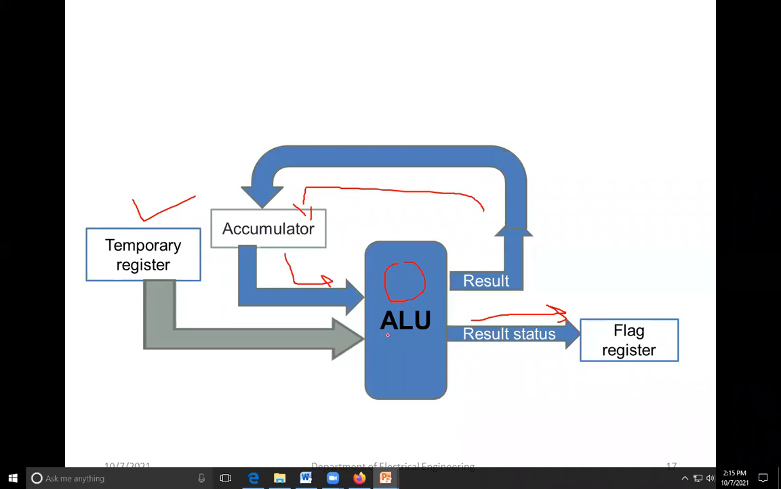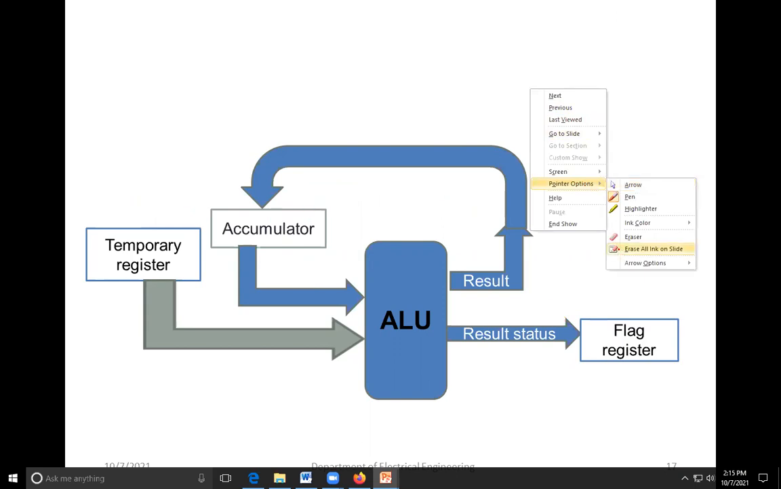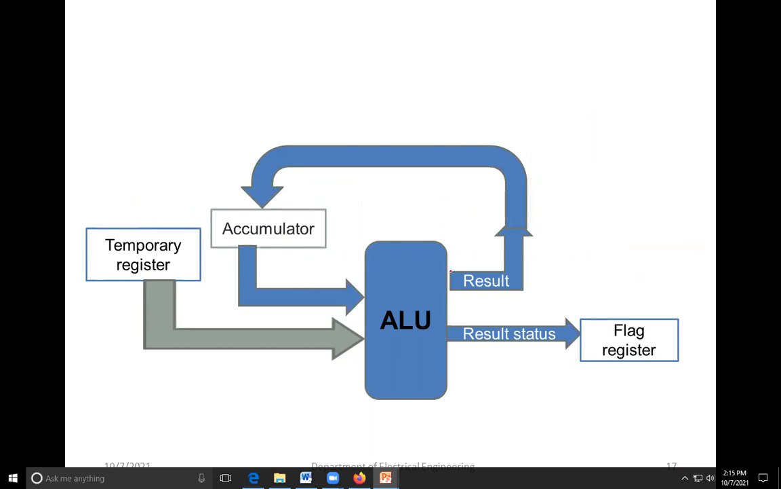What is the meaning of the ALU? The ALU takes the values from the temp register and from the accumulator, does the calculation, and then the result is transferred to the accumulator. From the accumulator you can store the result in any memory where you want to store it. This is the working of the arithmetic logic unit. Understood? This is the working of the accumulator and flag register.